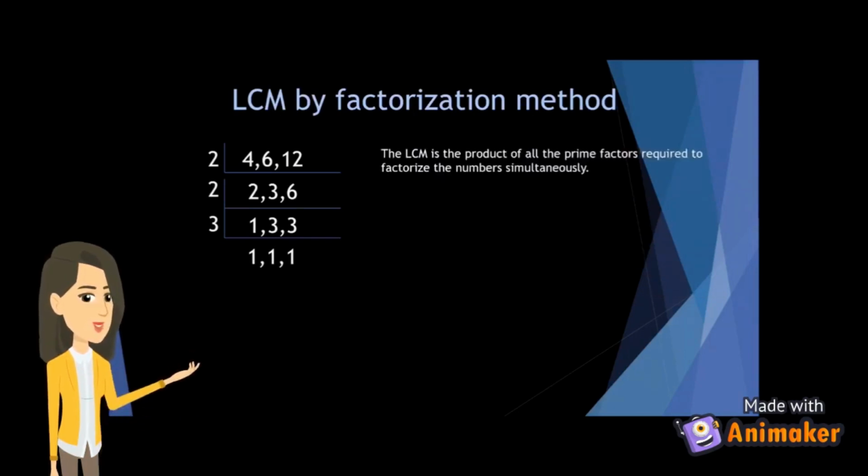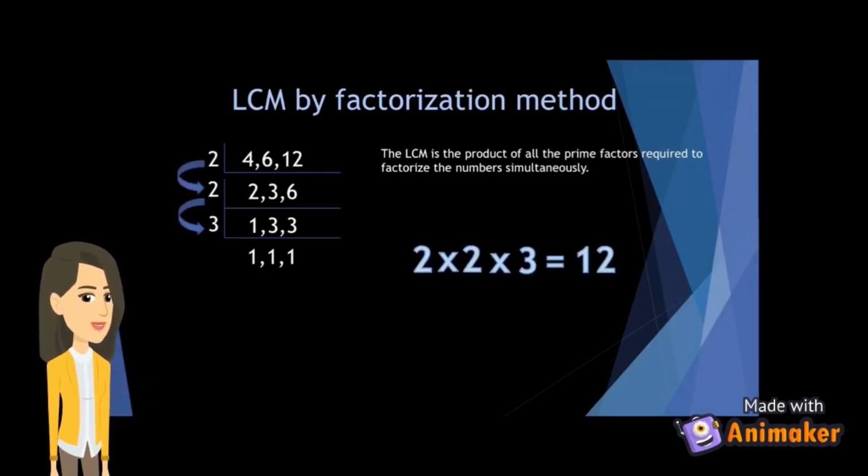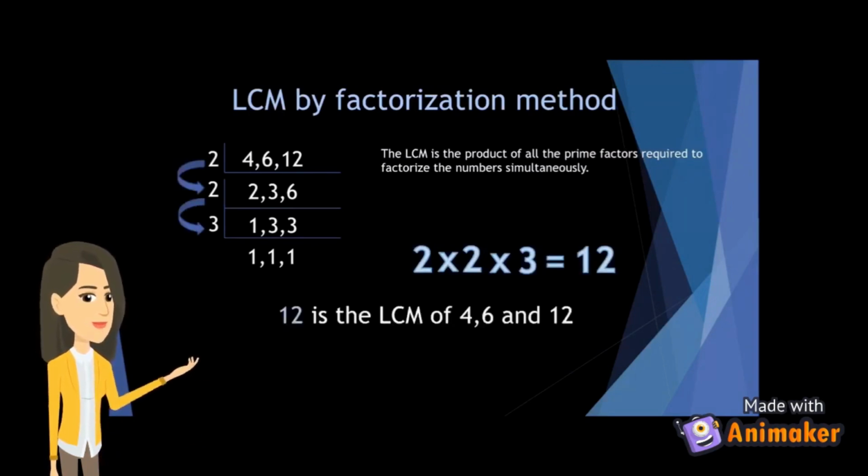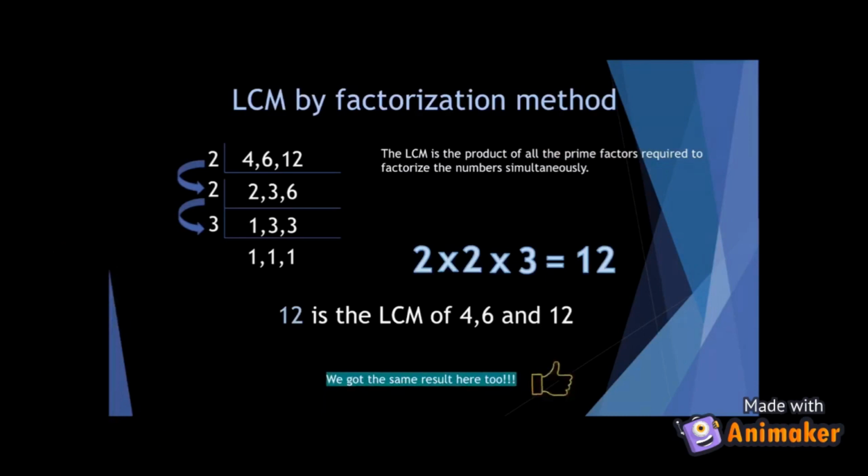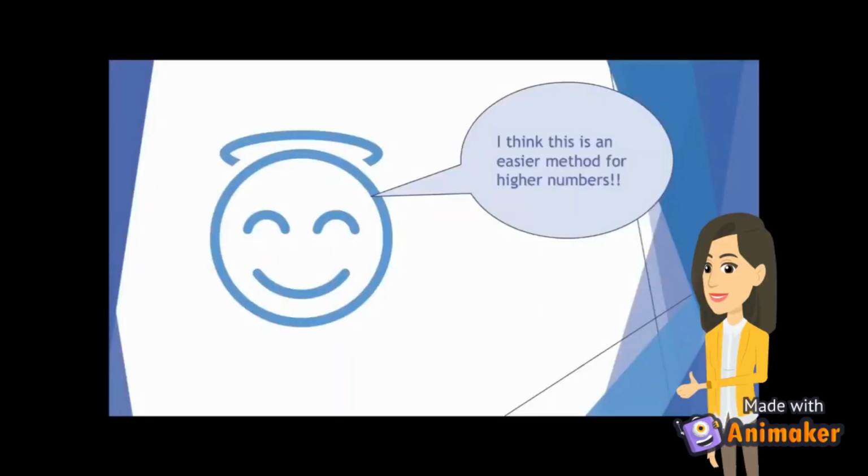Great. The LCM now is the product of all the prime factors required to factorize these numbers simultaneously. So it would be 2 into 2 into 3, and that's why you get 12. 12 is the LCM of 4, 6 and 12. And we got the same result here too. Good job. I think this is an easier method for higher numbers.